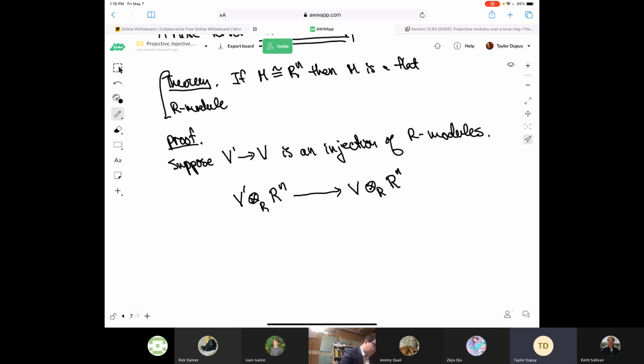So this thing here is V tensor, and now this is R direct sum R, n times. And by induction, you can prove that tensor products commute with a finite number of direct sums. And similarly, this thing is isomorphic to, or I should say, distributes over.